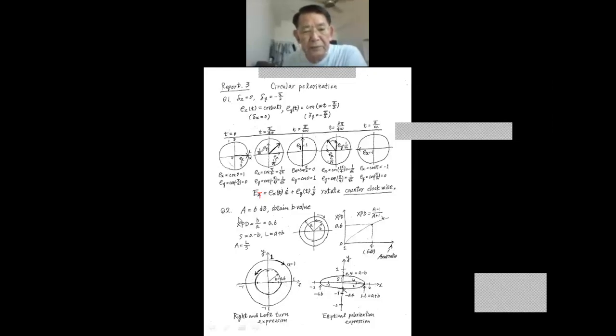Question 2 is a little bit confusing. However, you can understand. I don't understand the difference between when we have to use circular polarization and elliptical polarization if they are the same thing.